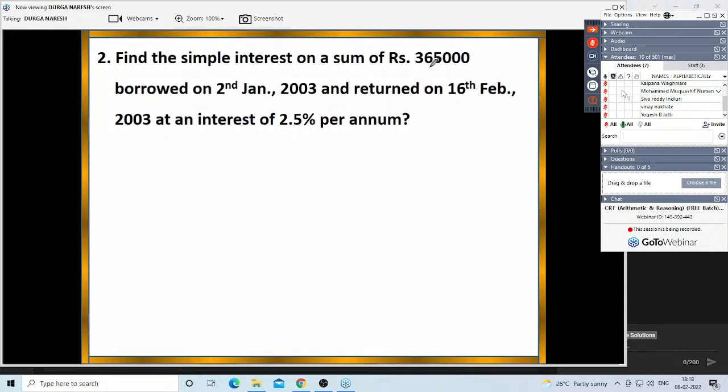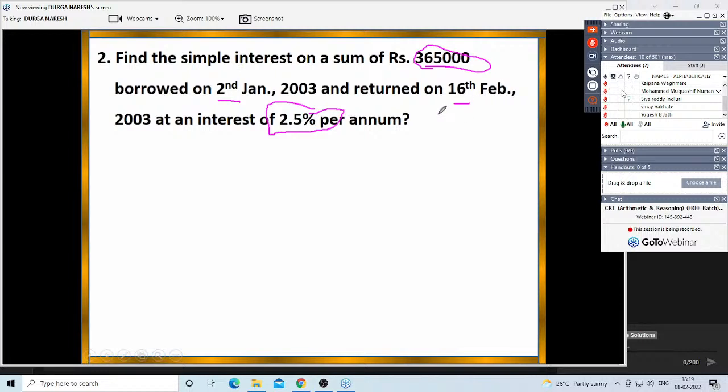Okay. So they clearly gave the P value, 3,65,000, that is in terms of P directly. And the rate of interest 2.5 directly given. But the time period they gave in terms of days.